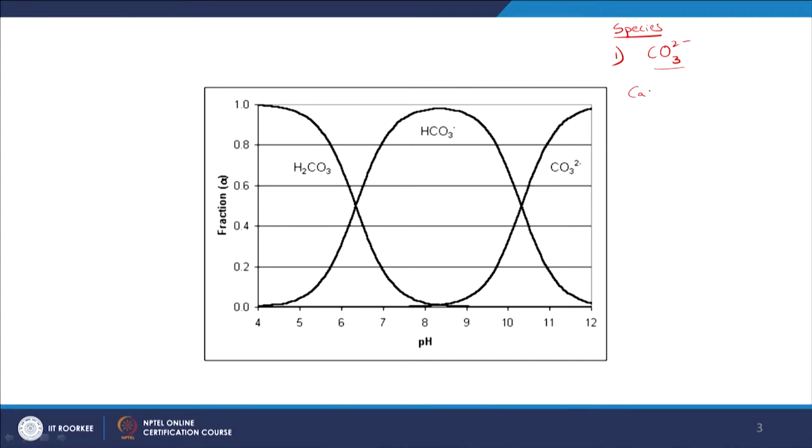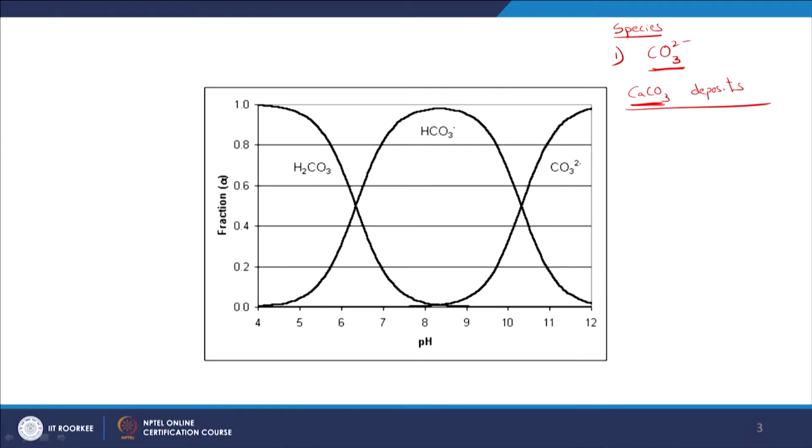So CO3 2-, an important source of this is your CaCO3 deposits, right, in the subsurface, or in the ocean bed and so on. So in general you will have a considerable source of CaCO3. And the second species that we are going to look at is the bicarbonate.